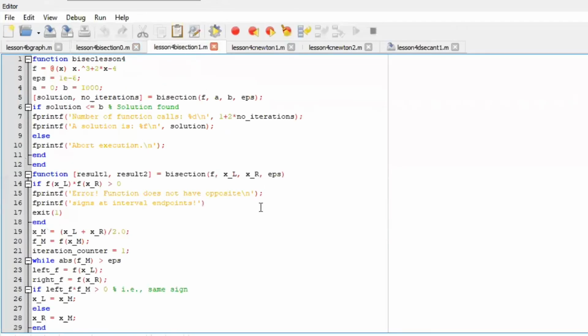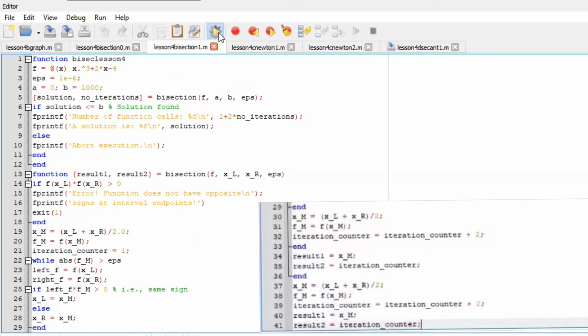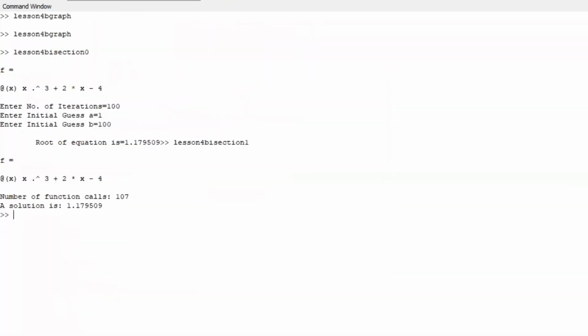On the second example, this formula is a bit more complicated and more complex. I run this file. It's also the bisection method. It gave me the same answer as my first method.